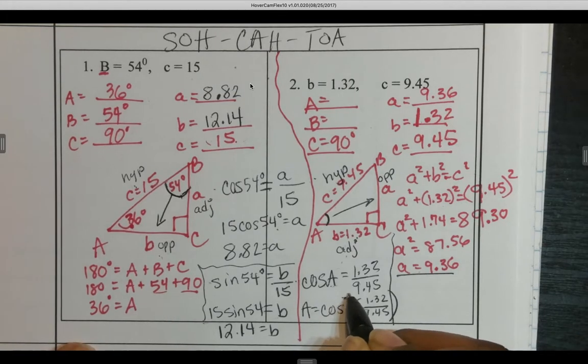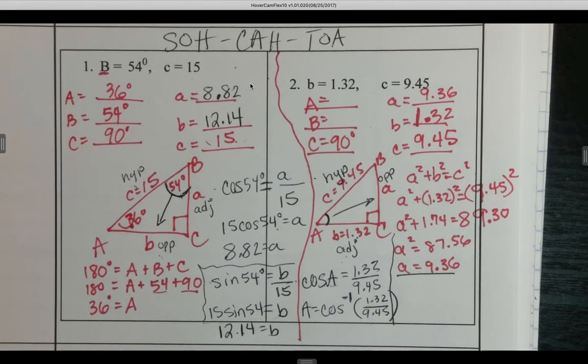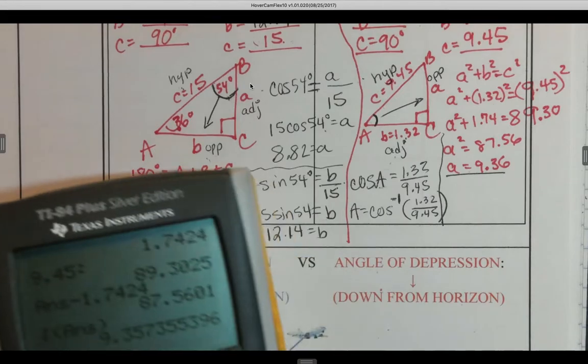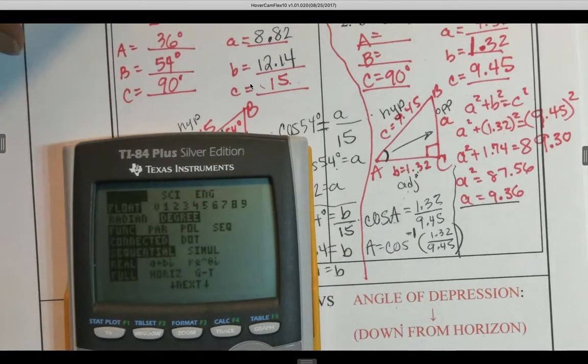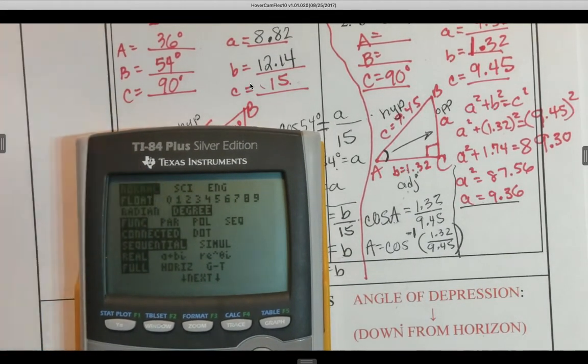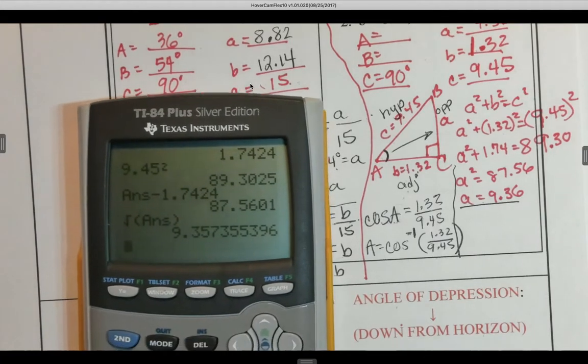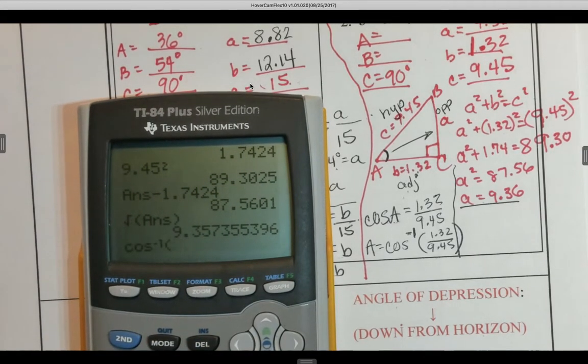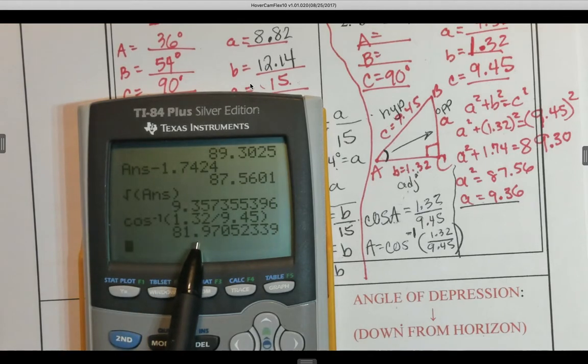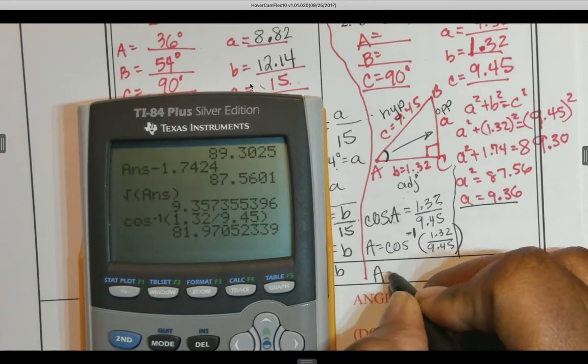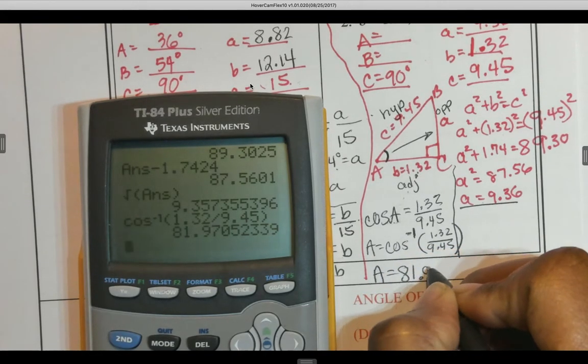Type that in my calculator, and I'm making sure my calculator is giving me degrees, right? So we've already checked that it's in degree mode, but just double check you're in degree mode, okay? And then I want arc cosine, or the inverse of cosine, of 1.32 divided by 9.45. Close that up. Gives me 81.97. Okay, I'm going to put here angle A is 81.97.